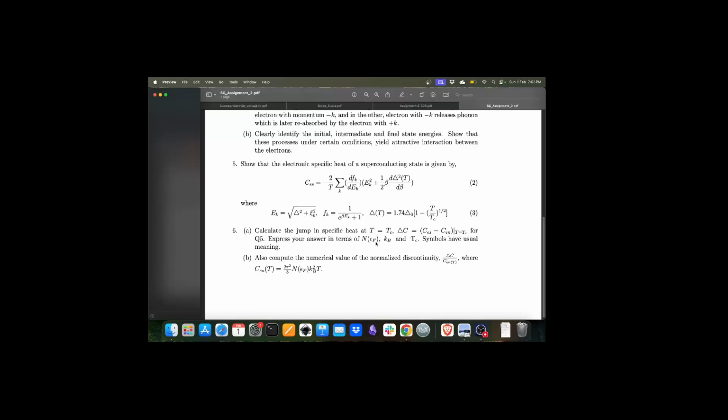So to calculate the specific heat, where do I start, right? We have a specific heat. We all know that specific heat is T dS/dT, let's say at constant volume, which can be written as T ∂S/∂T at constant volume. Where S is the entropy of the system, of the electrons actually, not the system.